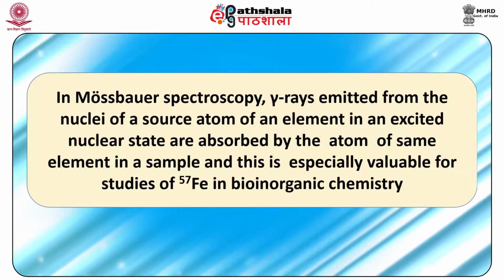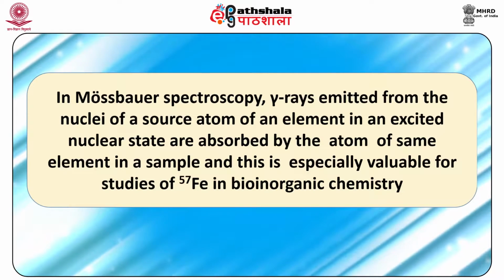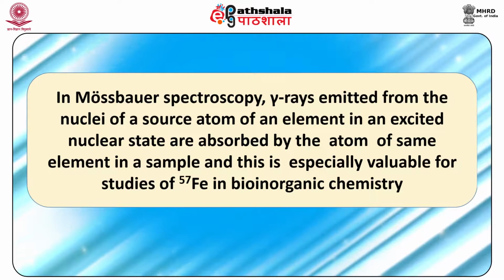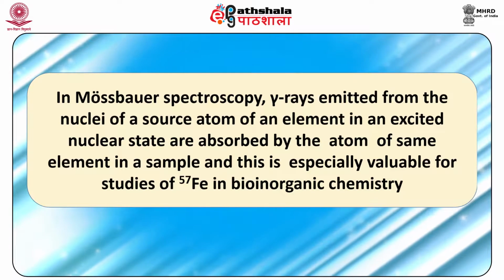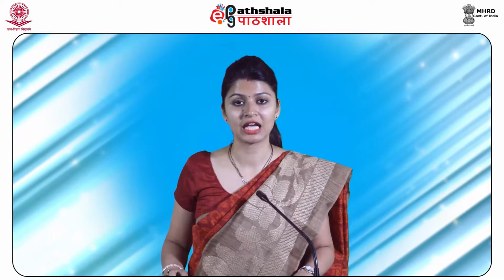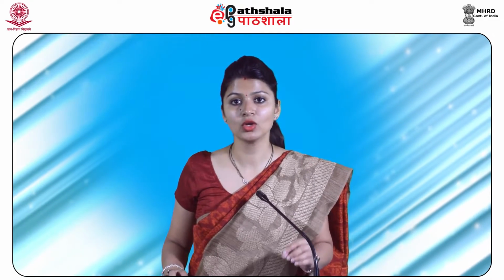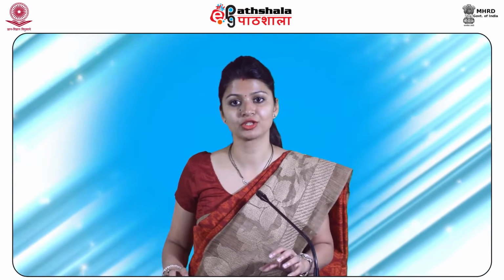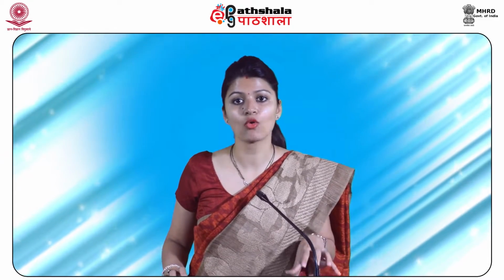Mössbauer spectroscopy. In Mössbauer spectroscopy, gamma rays emitted from the nuclei of the source atom of an element in an excited nuclear state are absorbed by the atom of the same element in the sample, and this is especially valuable for the studies of iron-57 in bioinorganic chemistry. From the isomer shift, that is delta, in millimeter per second, analogous to the chemical shift in an NMR experiment, some information about the metal oxidation and the spin states as well as the types of ligands coordinated to iron can be obtained.